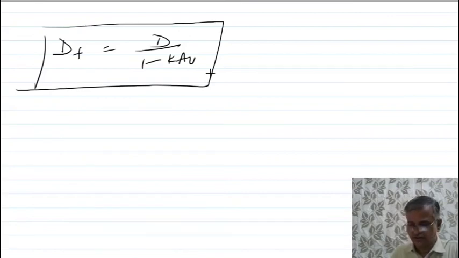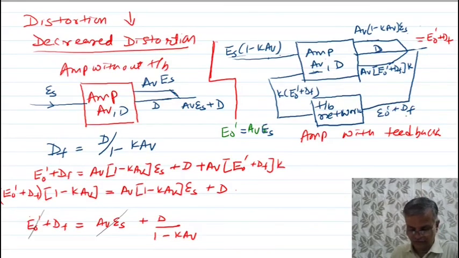Same way, this is the simple thing, just for your understanding. In this amplifier circuit, distortion D is produced, gain is AV, input signal is ES, AV into ES plus D. So this is your total output. Now you have given feedback. As you give the feedback, output will change. So the new output will be EO dash, and some distortion is changed. So the distortion I have written DF. DF means with feedback. Some part, K part, is given to the input.